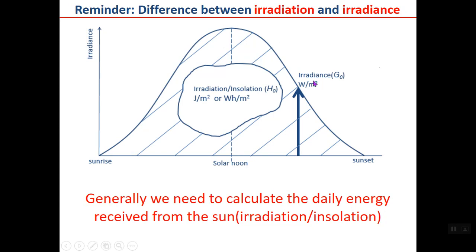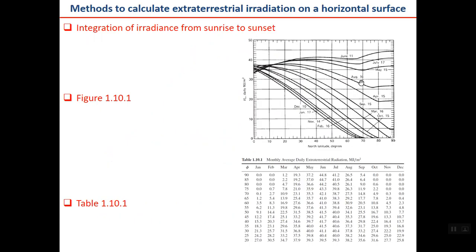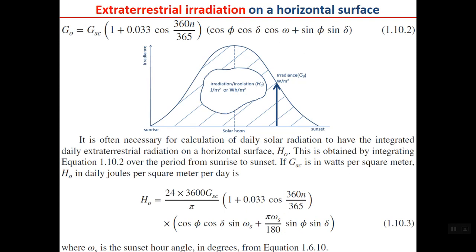I just want to remind you that H0 is the irradiation extraterrestrial on a horizontal surface. So let's go through these three methods. Method 1, integration of irradiance from sunrise to sunset. You have the equation for the irradiance here, G0, which is watt per square meter. And if you integrate the equation from sunrise to sunset, this will be the result, which will be shown by H0. So by H0, we mean the extraterrestrial irradiation on a horizontal surface, okay? Daily. This is the daily value.